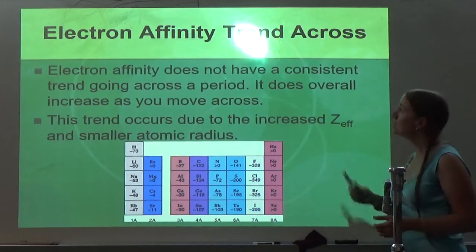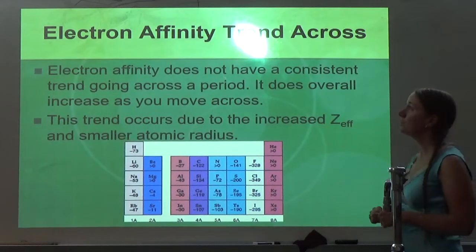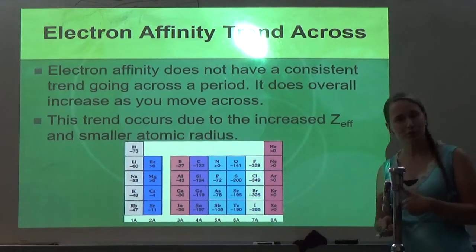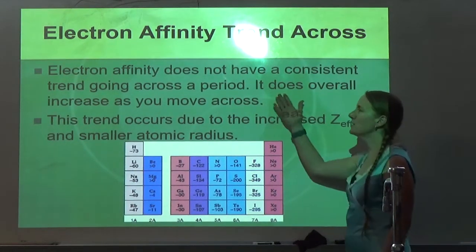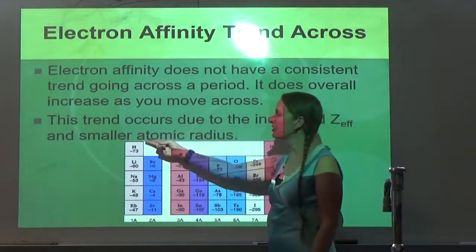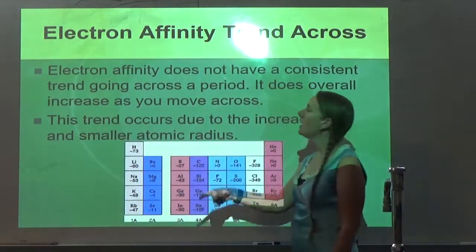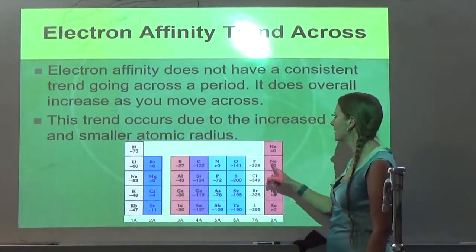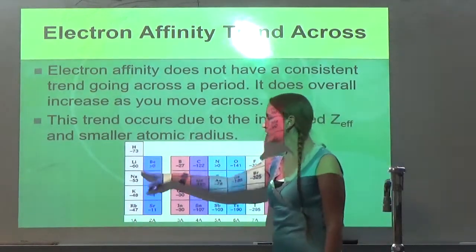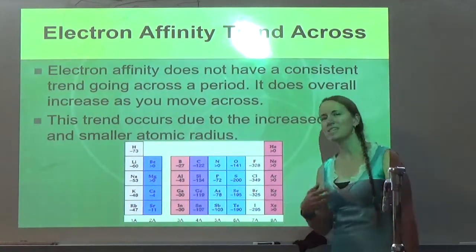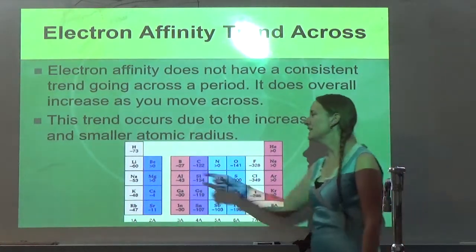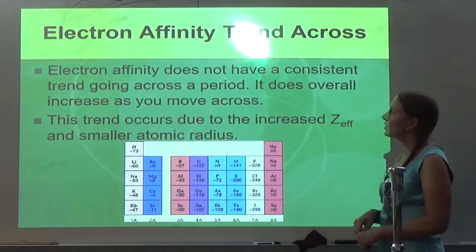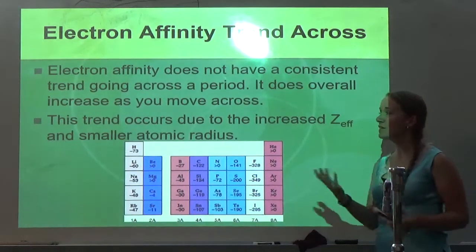Electron affinity does not have a consistent trend going across a period. It does overall increase as you move across. Okay, so that's why I say we kind of just follow electronegativity, which also increases and decreases. So as you go across, you can see it's just crazy and odd, but overall it's increasing. But here's the thing that we say. When we say it's increasing, we mean it's getting more negative as we go across. All right, this trend occurs due to the increased Z effective and the smaller atomic radius.